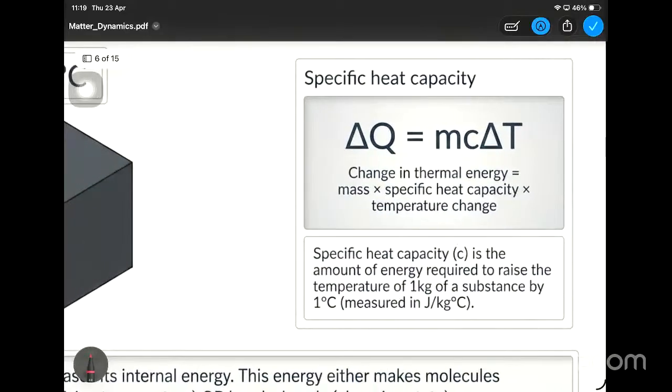And specific heat capacity is the amount of energy required to raise the temperature of 1 kilogram of a substance by 1 Celsius. So those are the main 2 points.